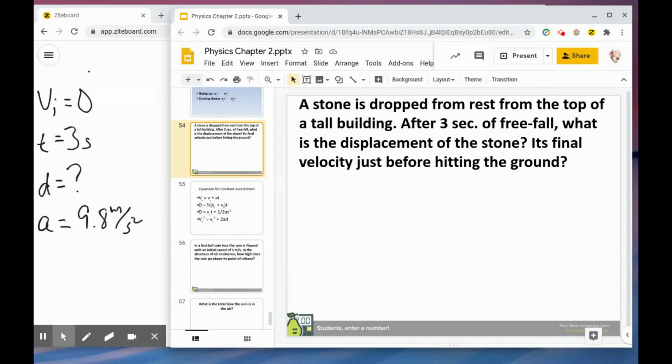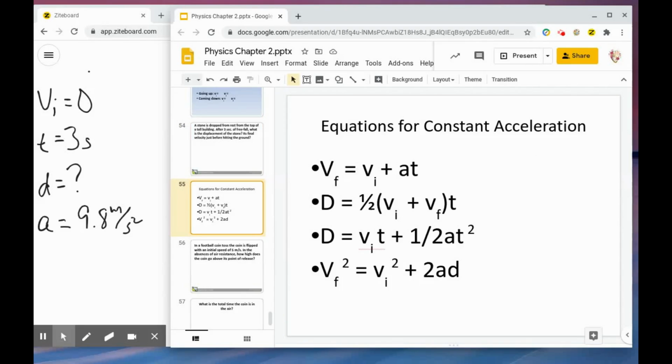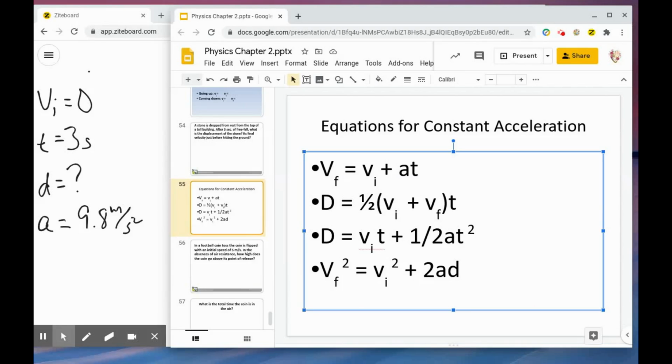So a lot of times in these problems, you'll have to remember that because it's not going to come out and straightforwardly tell you the acceleration. So we'll go back to our equations here. We have VI, T, D, and A. We do not have VF. So for that, we'll have to use the third equation, D equals VIT plus 1/2 AT squared.